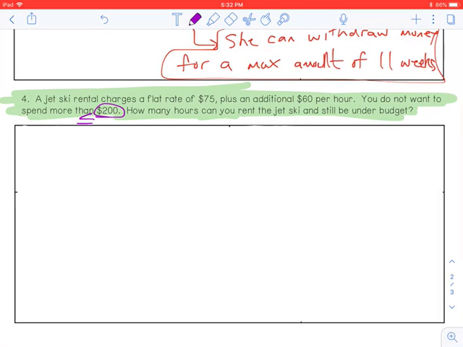So figure out what X goes with. Does X go with 75 or 60? And then figure out what your inequality is and solve. And then we'll talk about that one tomorrow.